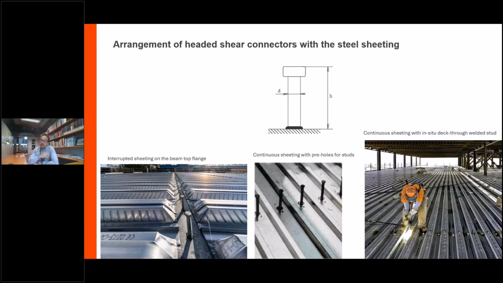The other option to have a continuous steel sheeting is to weld the studs on the job site through the steel sheeting on the steel beam. So this third option, I must say, is not very common in continental Europe. It is more common in the UK and eventually in the US. But I would say I have not seen many construction sites in continental Europe using this third option.